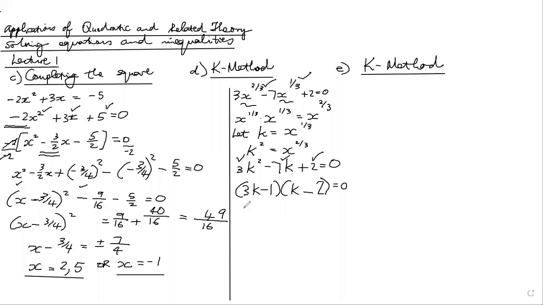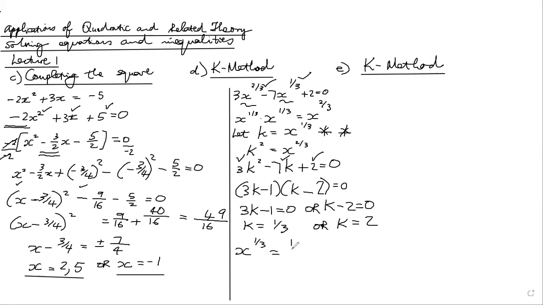So the first bracket will be equal to 0, 3k minus 1 equals 0, or k minus 2 will be equal to 0. Solve this, so 3k equals 1, giving us k equals 1 over 3, or k equals 2. Now remember, the examiner has given us a variable which is x. So we need to solve for x and not just k. So we've got the k values, but we know k is x raised to 1/3. So x raised to 1/3 is equal to 1 over 3, or x raised to 1/3 is equal to 2.